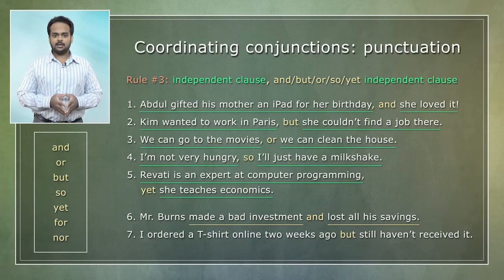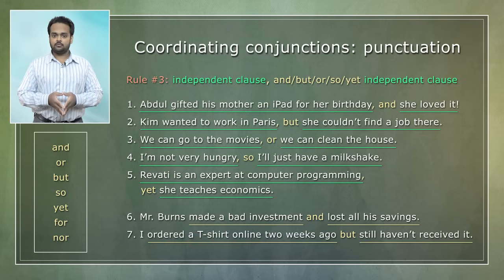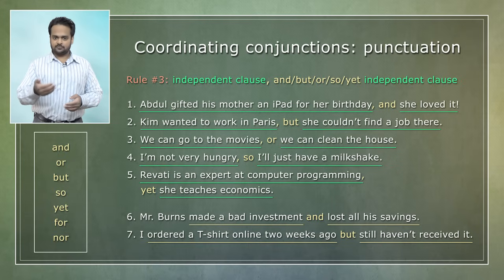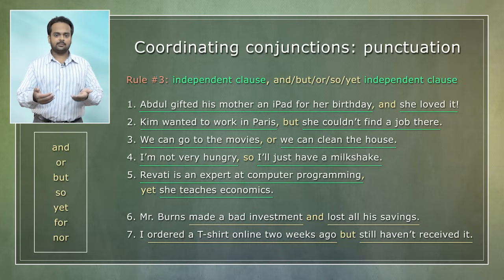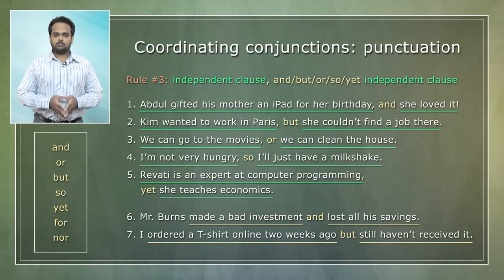It's the same in number 7. The subject is I, then there are 2 verb phrases. Ordered a t-shirt online 2 weeks ago is the first phrase, and still haven't received it is the second phrase. So no comma. All right, so let's now move on to our next topic and talk about punctuation rules with subordinating conjunctions.